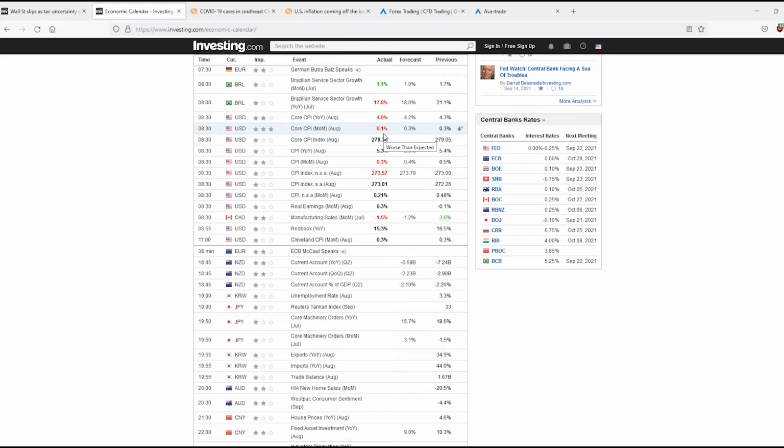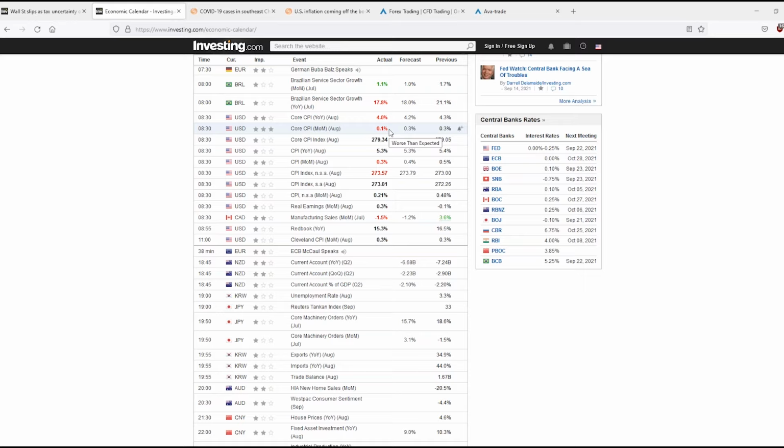And since the numbers came in worse than expected, the markets reacted positively, saying the US won't cut stimulus so soon because the numbers didn't show too much inflation. And so that was the initial response today. The inflationary numbers, the core CPI, came in lower than expected, which looks like bad news, but actually the reaction was positive on Wall Street.